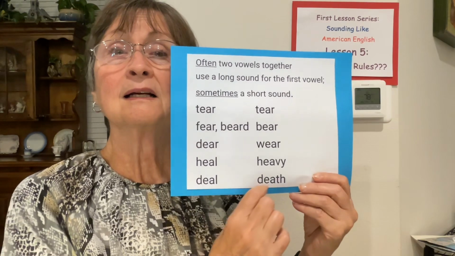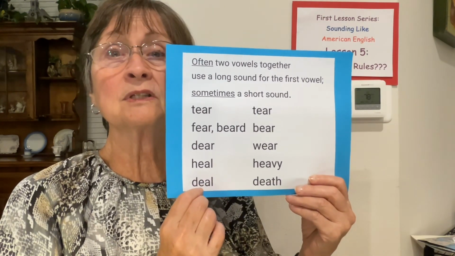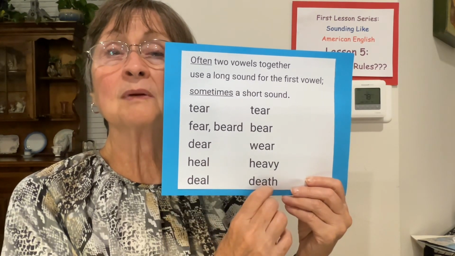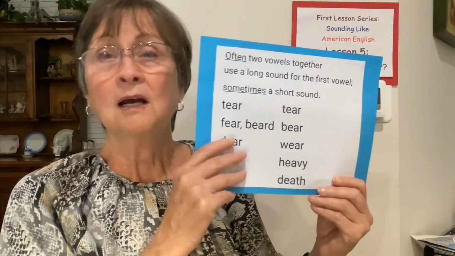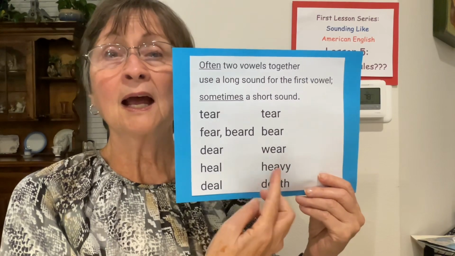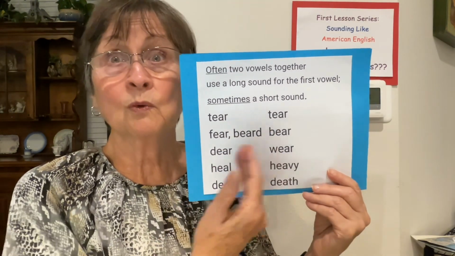Deal, death. There's not a good rule to say whether the EA is going to be E or it's going to be this. And occasionally it might be another sound. But those are the two main sounds that EA has. And you just have to memorize which one is which.